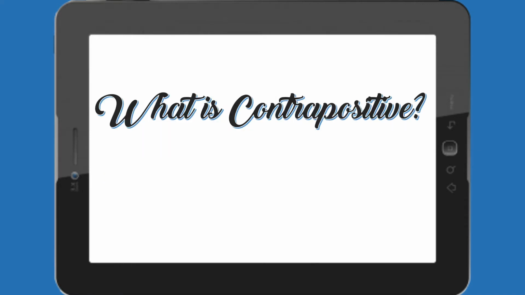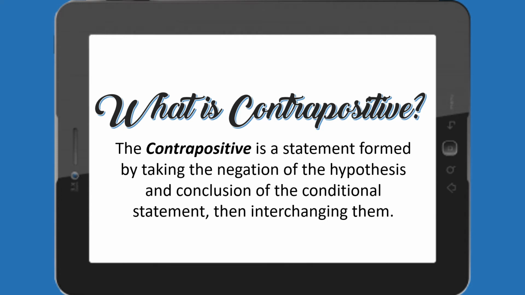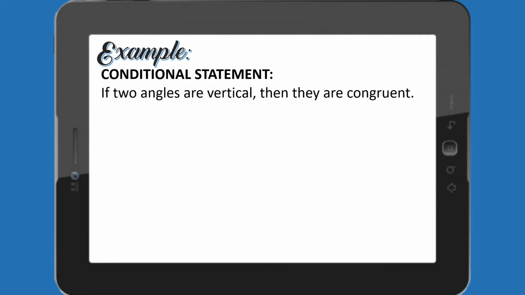What is contrapositive? Very good. The contrapositive is a statement formed by taking the negation of the hypothesis and conclusion of the conditional statement, then interchanging them. Let's look at this example. If two angles are vertical, then they are congruent. What will be our converse in this conditional statement?